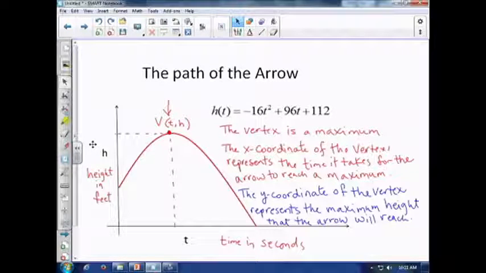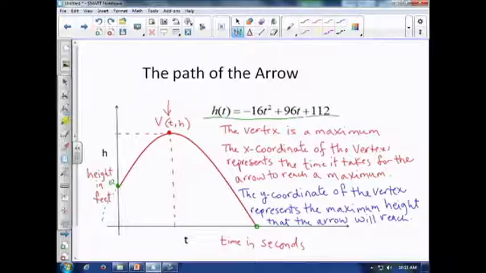So the arrow was launched from a building that is 112 feet high. Say this is the building, it was launched. And so when it's launched up into the air, it's going to go up, reach a maximum, and then it's going to go down until it hits the ground. And so you can tell that the function is a quadratic function. It's a parabola. A maximum is the vertex.